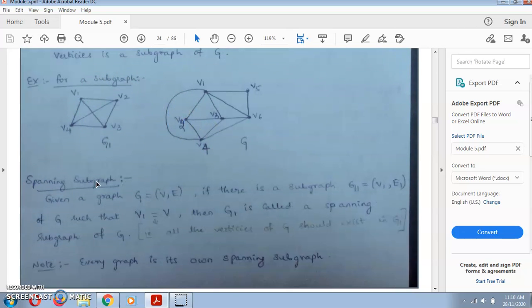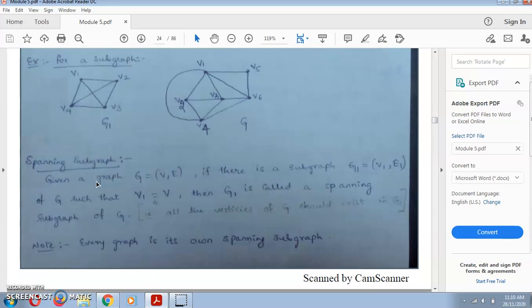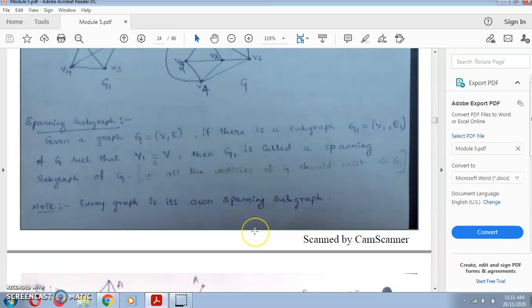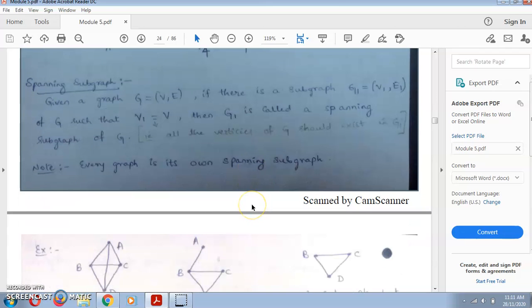And spanning graph, what is the meaning of a spanning graph? Given a graph G equals V comma E, what is this V comma E? V is the set of vertices, E is the set of edges. If G1 equals V1 comma E1 is a subgraph of G such that V1 is equal to V, then G1 is called a spanning subgraph of G. That is, all the vertices of G should exist in G1.